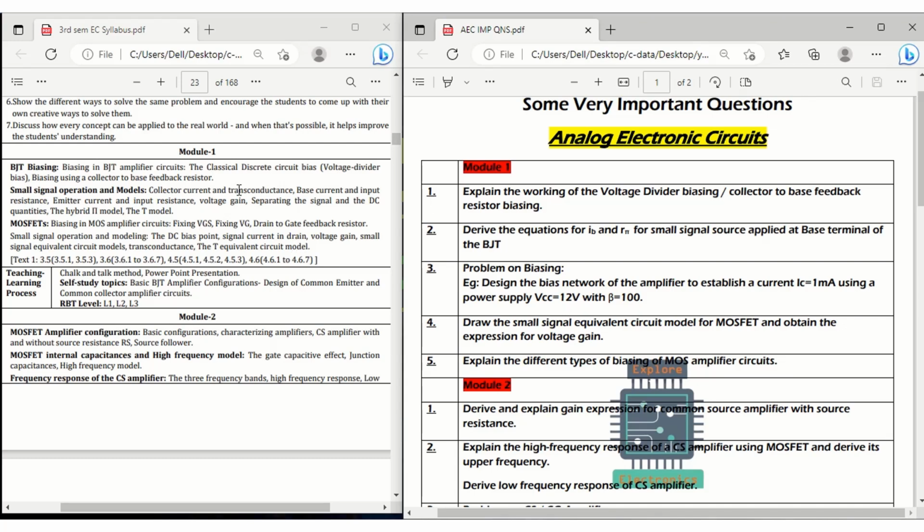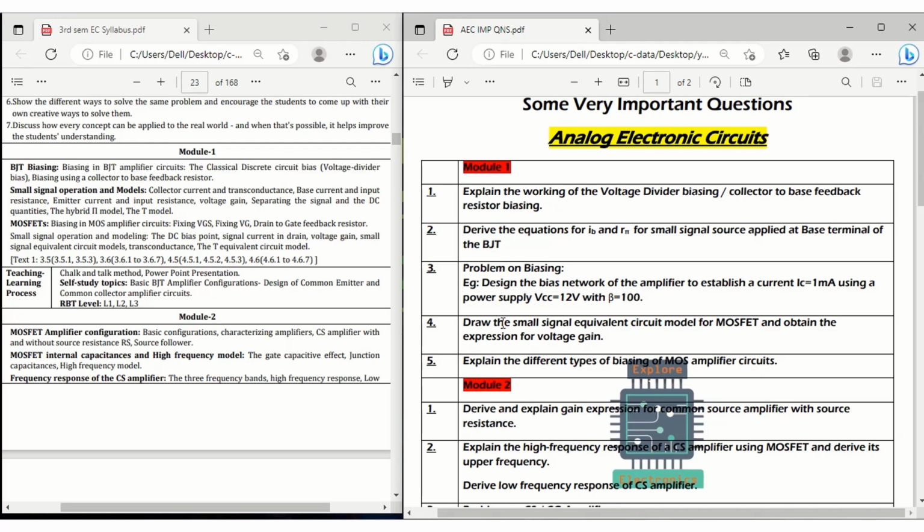So in module 1, you can see more of biasing in BJT and MOSFETs. Voltage divider bias and collector to base feedback resistor biasing are very important, and derive the equation for IB and r-pi for a small signal source applied to the base terminal of the BJT. And you will get a problem for sure in this module. In question number 1 or 2, they will ask you to design a circuit like a biasing circuit, or some other problem will be there for sure. One problem you need to answer in module 1.